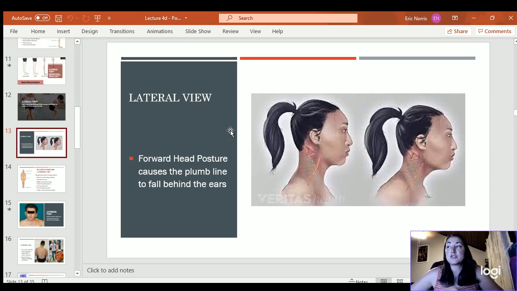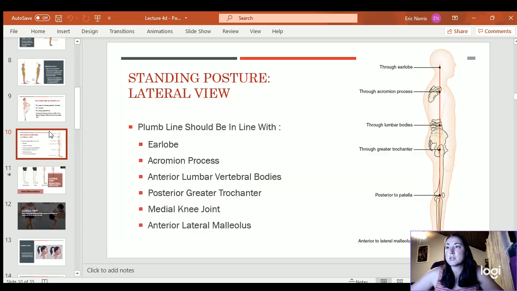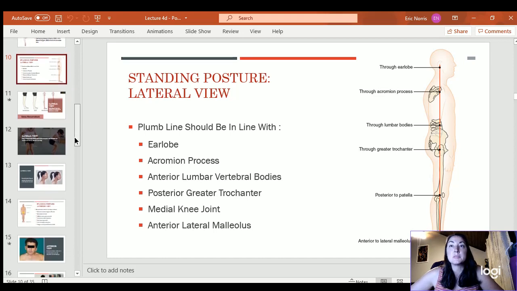Forward head posture would cause the plumb line to be posterior to the ear rather than directly over the external auditory meatus, is what it's called, right? Oh, I don't have it. I just called it the earlobe. That's fine too.